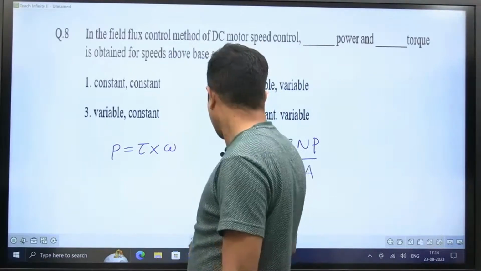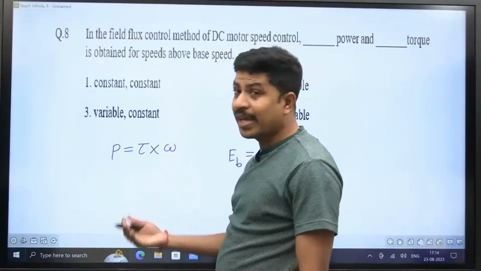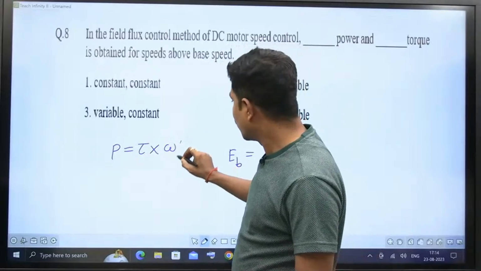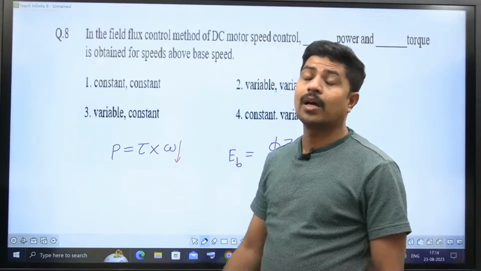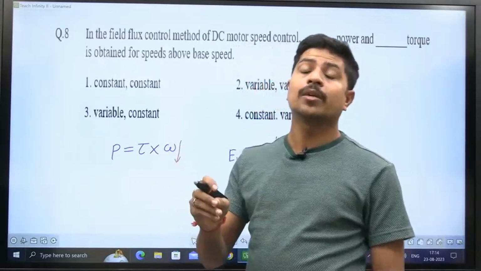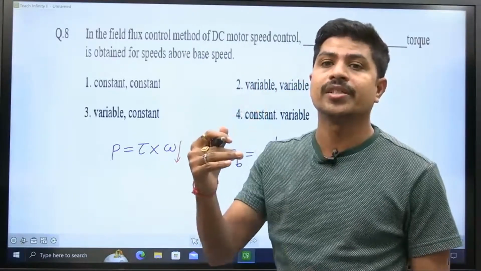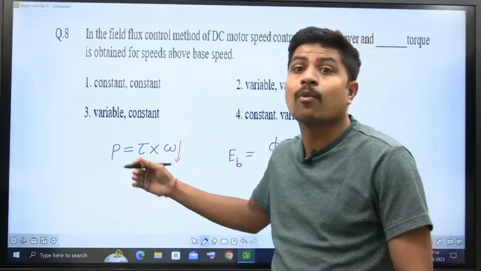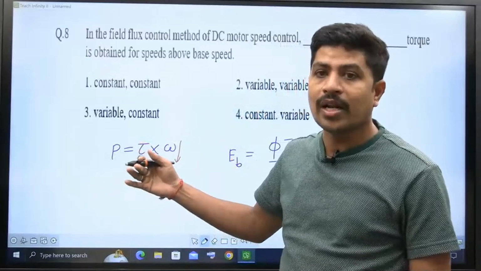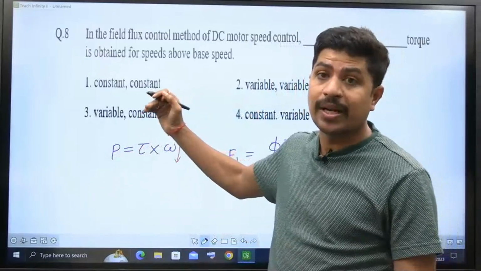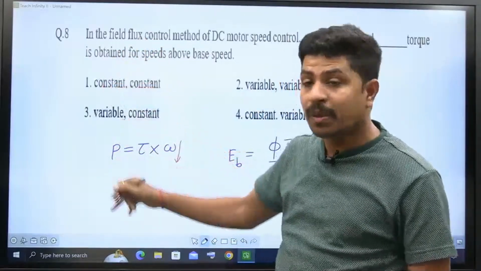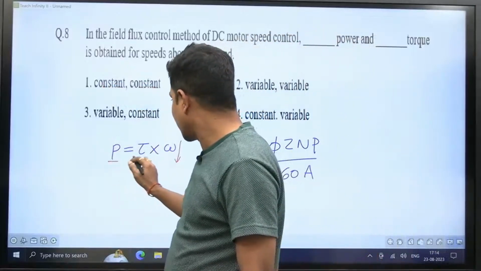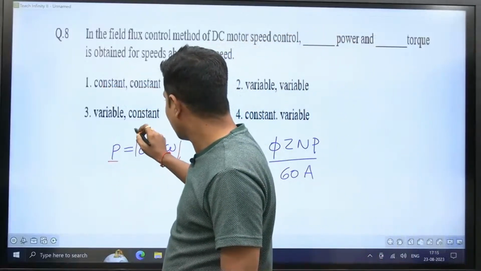If I'm varying flux, suppose I'm increasing flux, speed will decrease. But the machine is a constant power machine. He did not tell anything about the load, and we are at speeds above the base speed. Therefore, power should be constant. If power is constant and speed is decreasing, torque will increase.